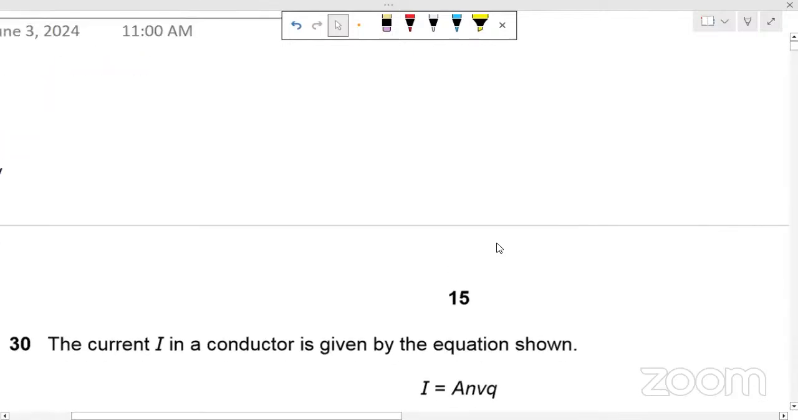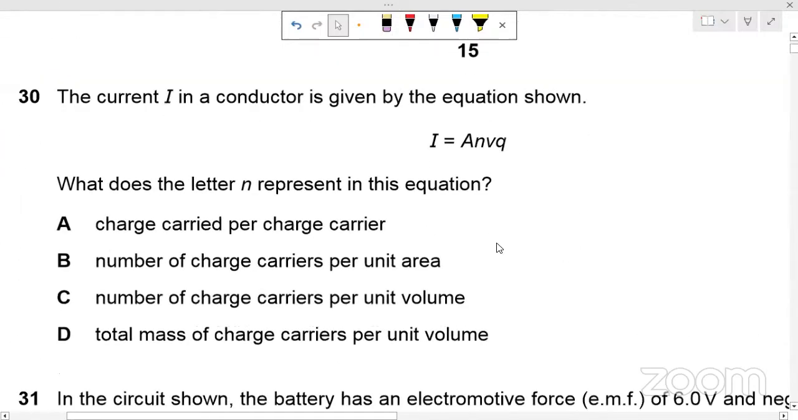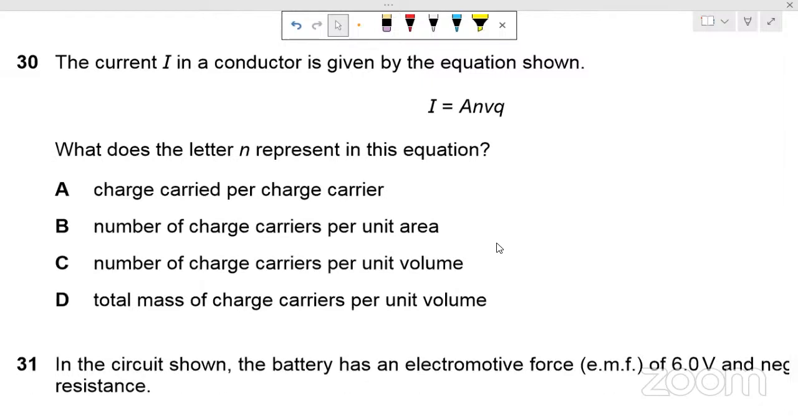So the first MCQ is the current I = nAvQ. What does the letter n represent in this equation? It's a very simple, straightforward question. It is based on fact. You should know that n is the number of charge carriers per unit volume. So very simple.